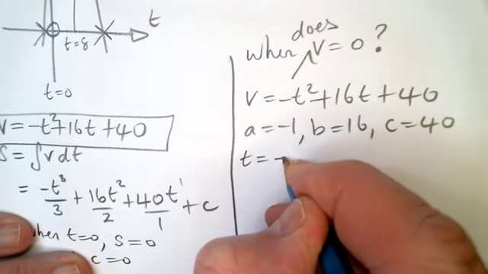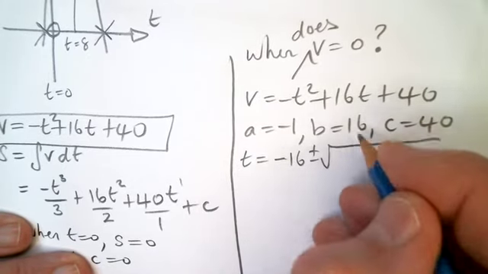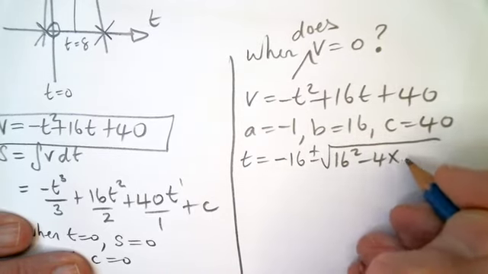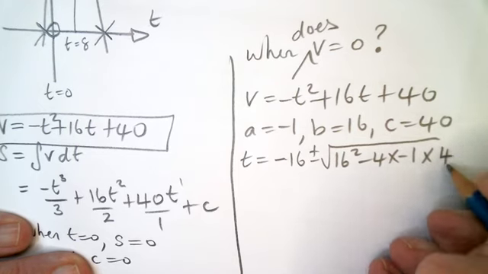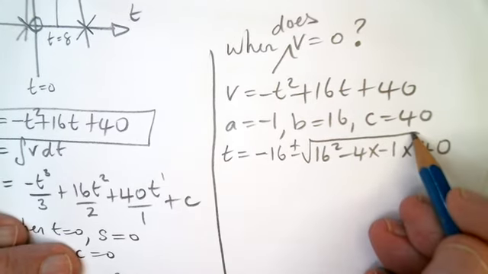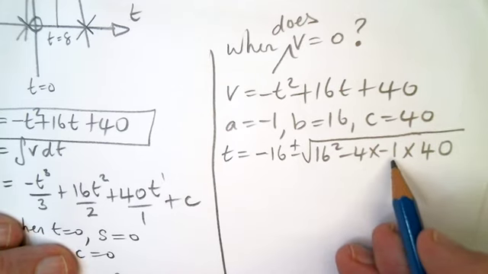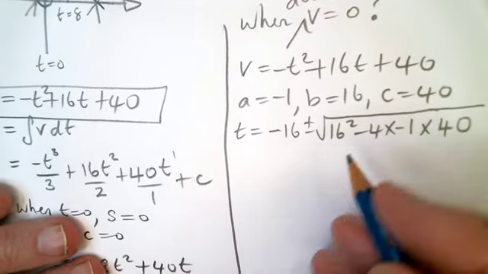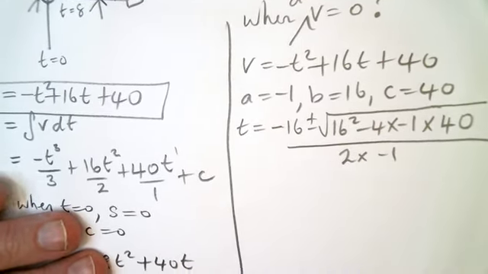So t is going to be negative b, negative 16, plus or minus the square root of b squared, which is 16 squared, minus 4 times a, which is negative 1, times 40. So let's have a look. 16 squared minus 4 times negative 1 times 40. That's great. And that's all over 2 times negative 1.